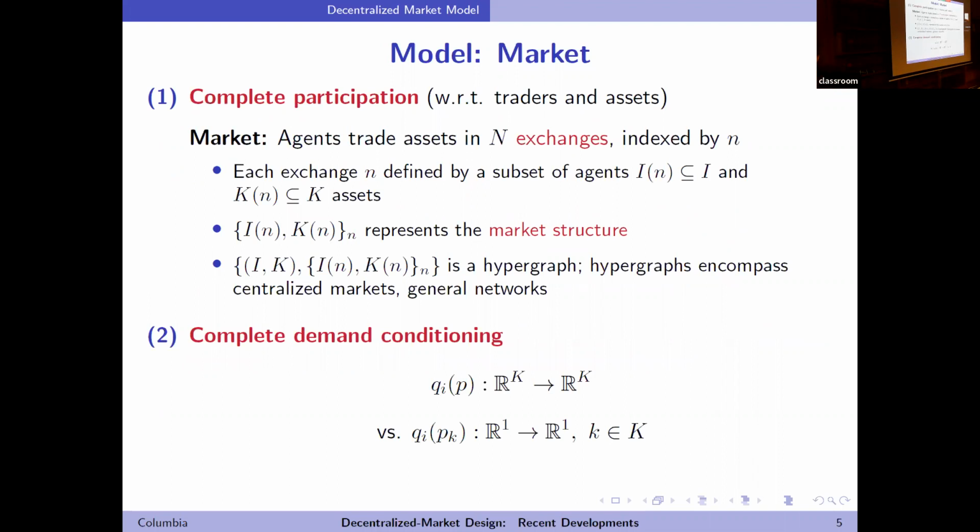market assumption. One is that traders' participation in the market is complete in the following sense: each trader trades all assets with all other investors. And the second one is that demand conditioning is complete, right? Demands are fully contingent. The demand for each asset is contingent on the full price vector, which we know now requires joint clearing of all assets, right? So yesterday we relaxed the second assumption while maintaining the first assumption. Today we will relax the first assumption, keeping the second assumption.